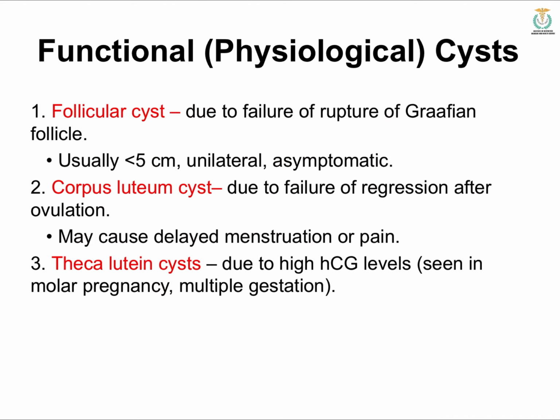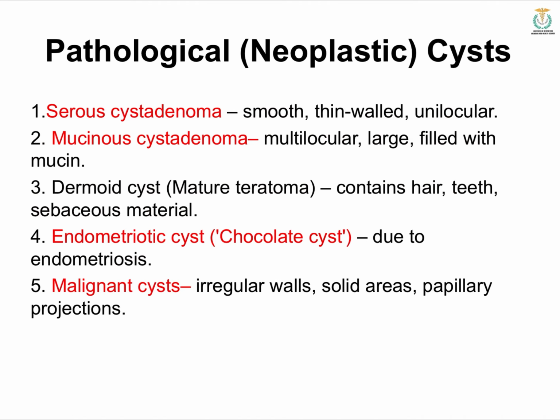You should be able to differentiate all the types of ovarian cyst. It will not be the same for everyone, and there can be certain differences in each type. You should be able to identify and differentiate the physiological from the pathological cyst. Pathological cysts we have discussed include serous cystadenoma, mucinous cystadenoma, dermoid cyst, and endometriotic cyst, which we can also call a chocolate cyst due to endometriosis. The malignant cyst has irregular walls, solid areas, and papillary projections.